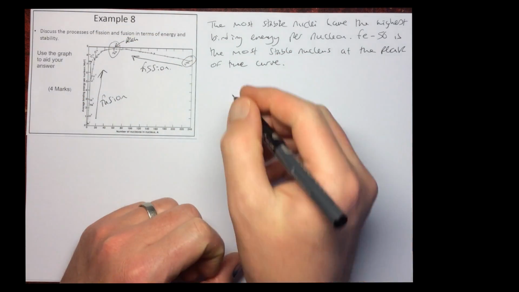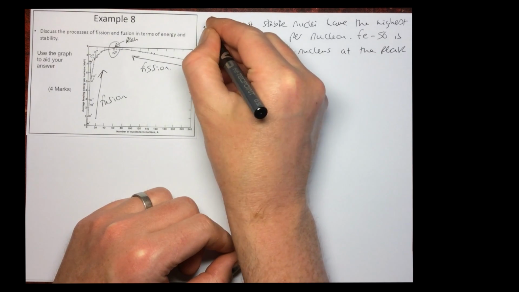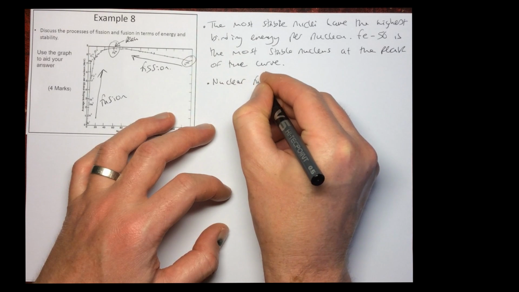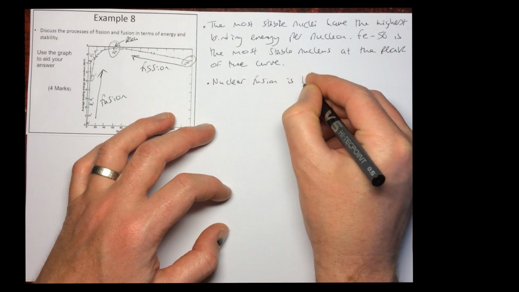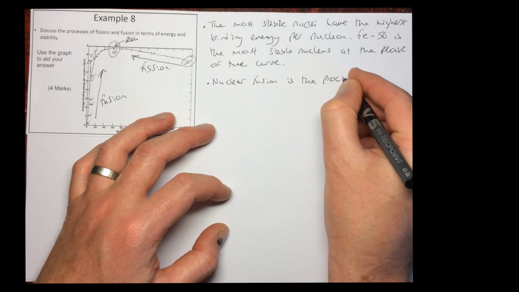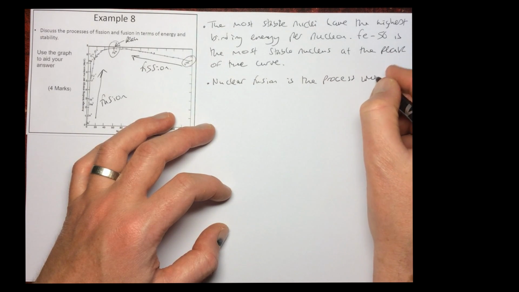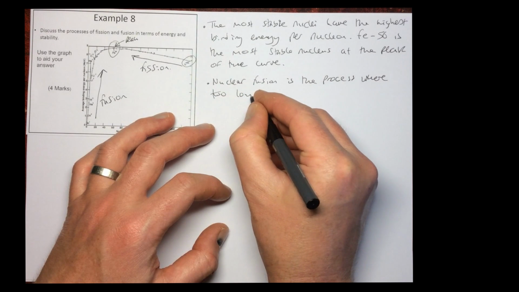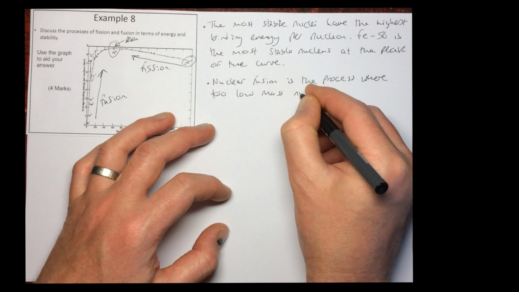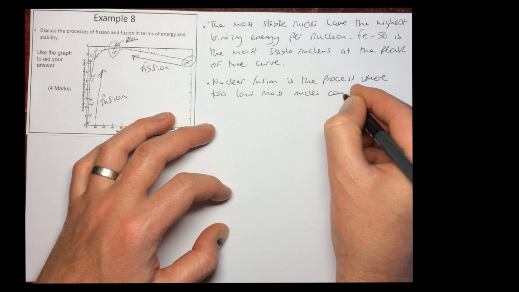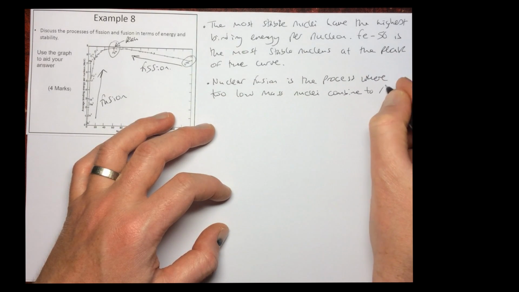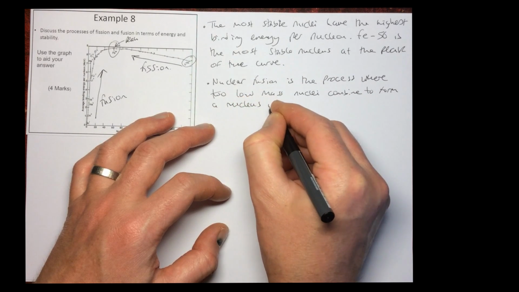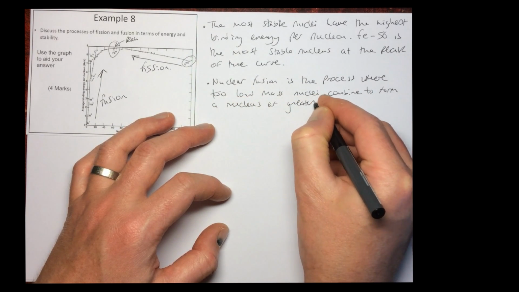You then may want to talk about nuclear fusion. So let's talk about nuclear fusion to begin with, okay? So nuclear fusion is the process where two low mass nuclei combine to form a nucleus of greater mass.